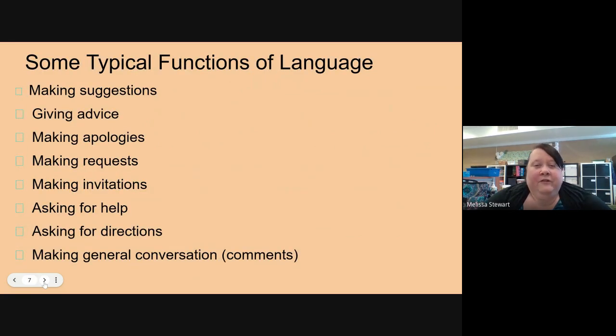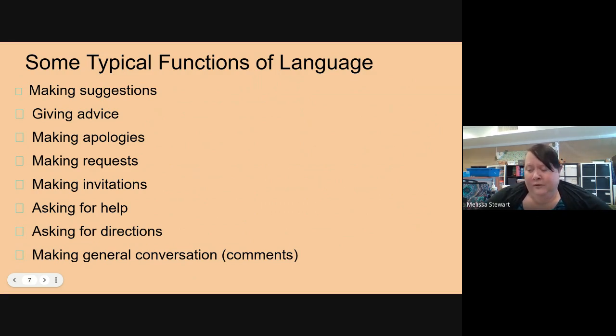Some typical functions of language. So when we think of functional language, here are some things that we look at. Is the child able to make suggestions? Can they give advice? Can they make apologies? Are they able to request something? Can they ask children to make an invitation to come play? Can they ask for help? Can they ask for directions? And can they make general conversation and comment back and forth?